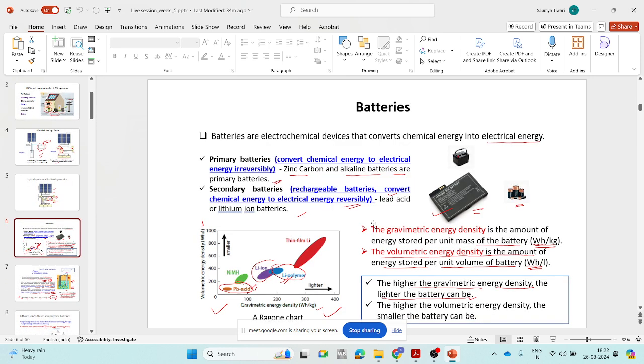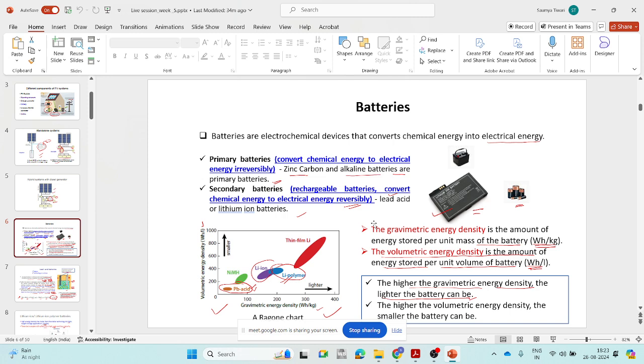So one by one, each of these components has been explored in detail. So I'll quickly go through it all. So battery, you know that it's an electrochemical device that converts chemical energy into electrical energy. So it could be a primary battery or secondary battery. Primary batteries are not rechargeable. Once used, they get exhausted, like zinc carbon or alkaline batteries.